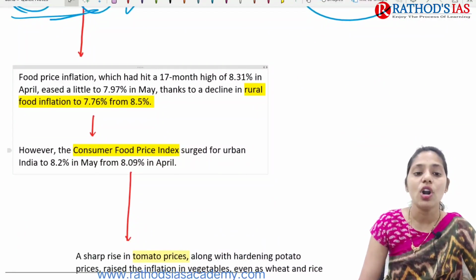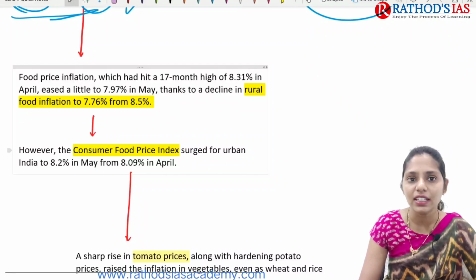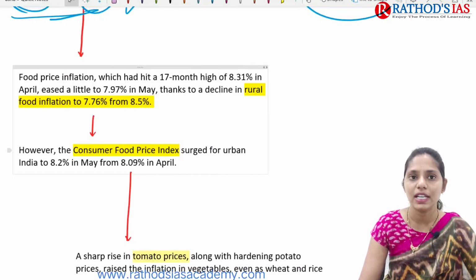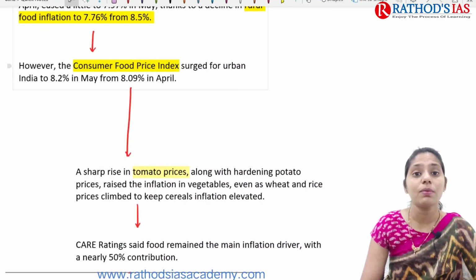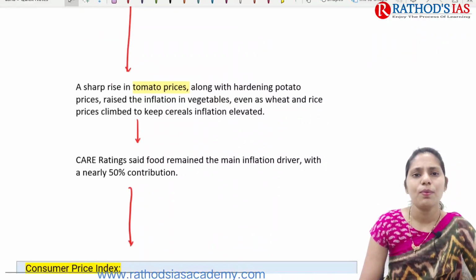And next is food price inflation, which had hit a 17-month high of 8.31% in April, and it eased a little to 7.97% in May. And the next one is the consumer food price index, which surged for urban India to 8.2% in May. So these are some important things.